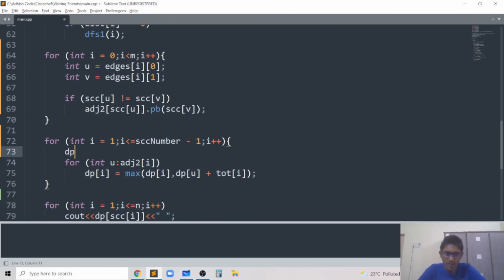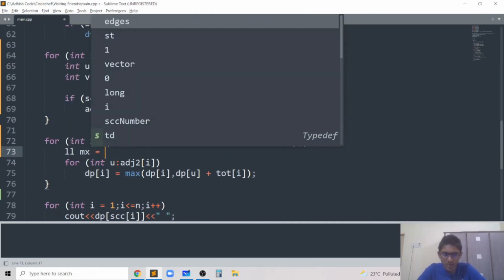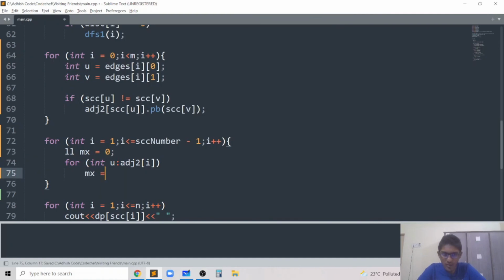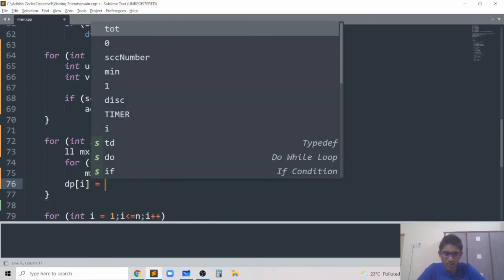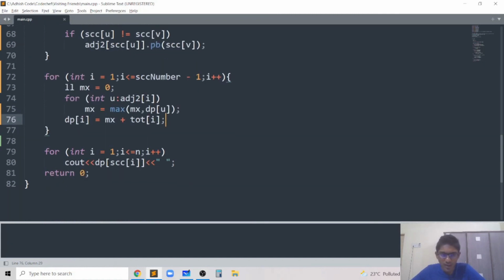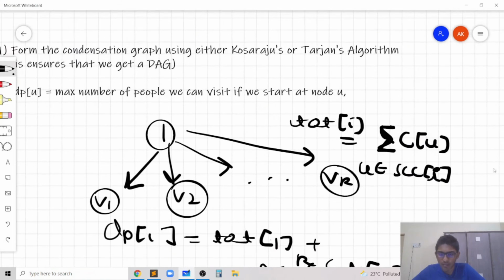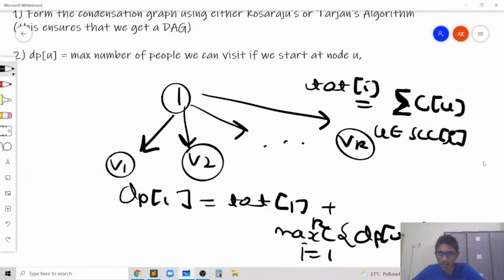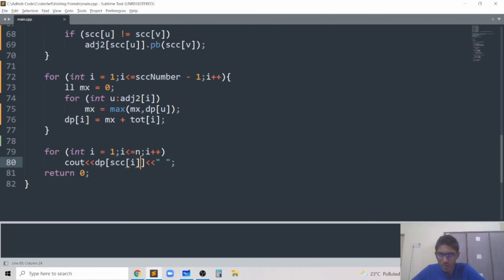Or we could just represent mx to be initially 0, and take mx as the maximum of mx comma dp of u, and dp of i is equal to mx plus tot of i. That way is also fine. Both ways work, and in the end, for each i going from 1 to n, we find the SCC number and print the dp value for the SCC, because we are doing dynamic programming on the condensation graph. That's why we need to find the node in the condensation graph, which is given by the strongly connected component of i, and we print that dp value.